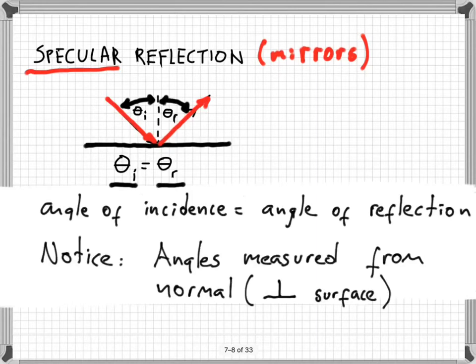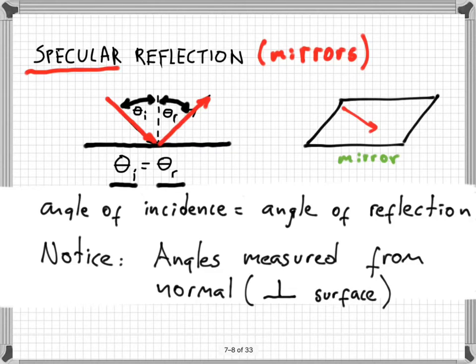Notice that the angles are measured from a line that is perpendicular to the surface of the mirror. This is important to keep in mind for this chapter and the next chapter. So all these angles are measured from the perpendicular to the surface.